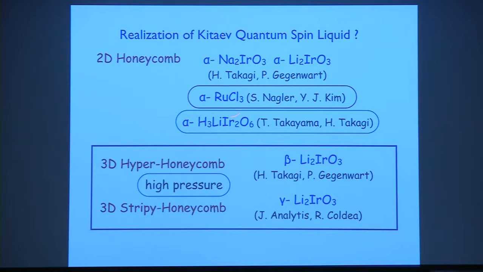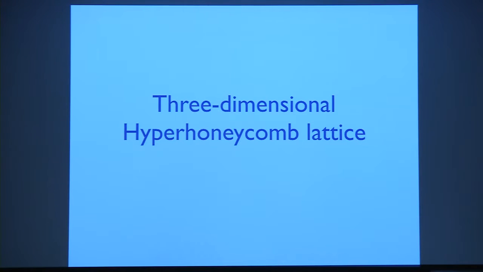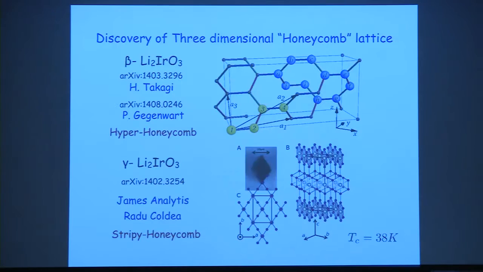And then if I have time, I will go to this two-dimensional, more recent system that people have been studying. Good. So, three-dimensional honeycomb lattice: the hyper-honeycomb lattice and the stripy honeycomb lattice. These systems were discovered about 3 years ago, so it's not that old.